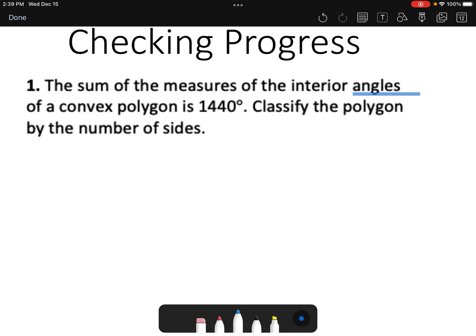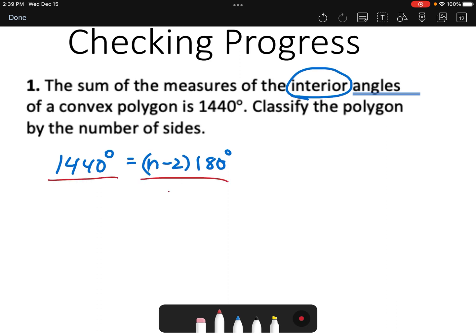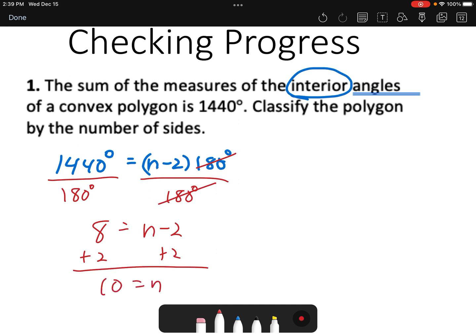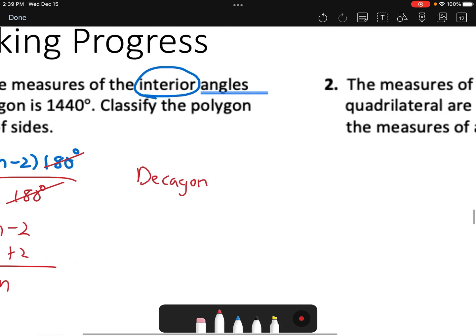So let's continue here. The sum of the measures of the interior angles of a convex polygon is 1440. Classify the polygon by the number of sides. So again, we're going to use the formula and set it equal to 1440. Now, if you remember my trick, the first thing you want to do is divide by 180. That is definitely the first thing you want to do. So 1440 divided by 180 is 8. So n minus 2 equals 8. We're going to add 2 to both sides. 10 sides. What's a 10-sided polygon? If you said decagon, you are correct.